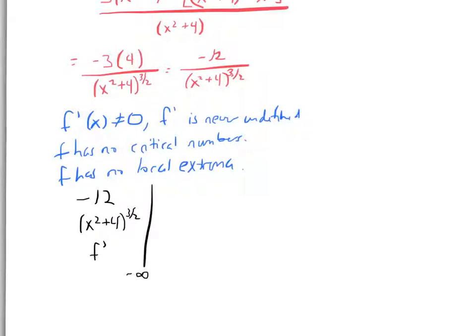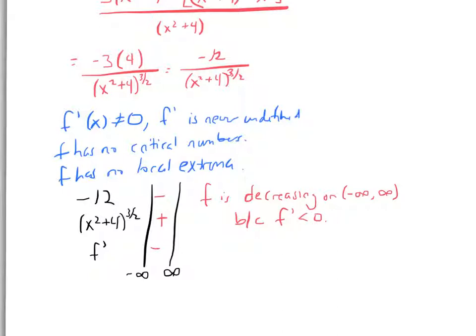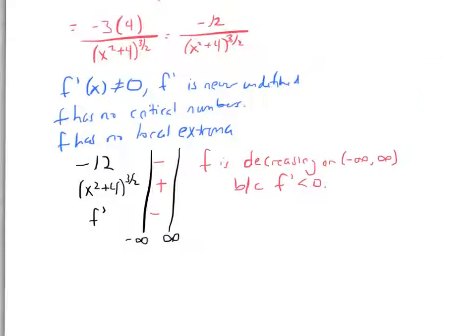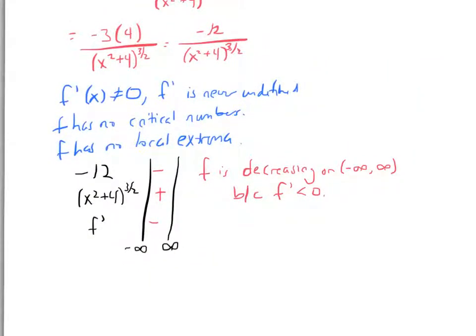We're going from negative infinity to infinity. Negative 12 is always negative, x squared plus 4 is always positive, so our derivative is always negative, which means that f is decreasing from negative infinity to infinity because f prime is negative. So no local extrema, but our function is always decreasing.